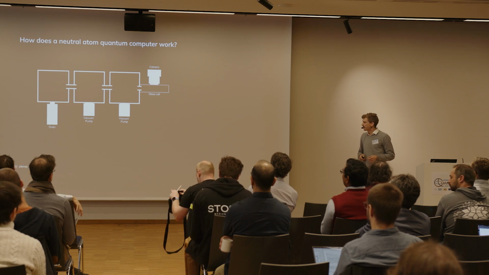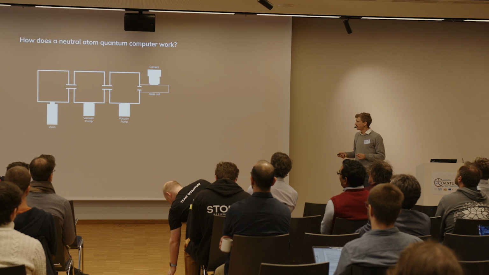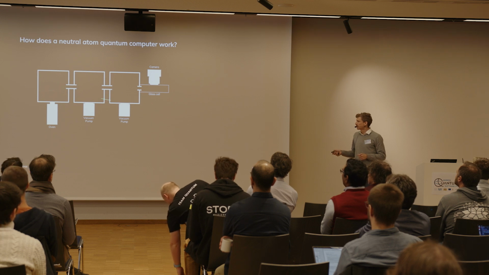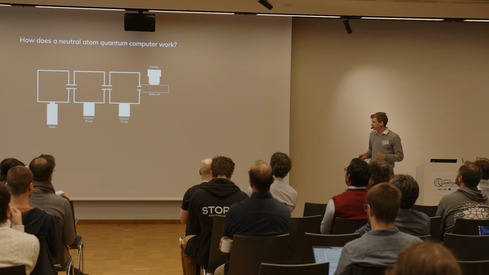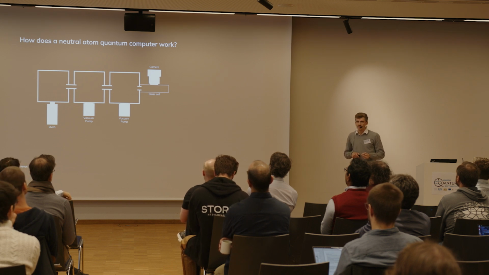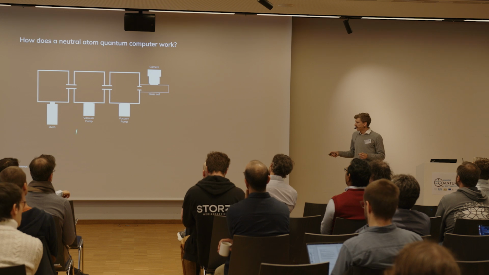Now we have a schematic. It's not so shiny anymore. And what you see here now, you have three boxes. They are connected. They are a big vacuum chamber. In the end, you have a glass cell. It's also part of the vacuum chamber. So you see these are connected. On the left side there's an oven.